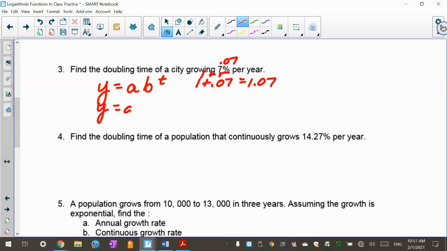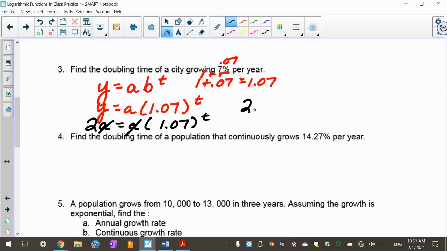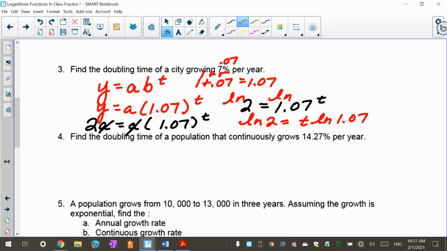So I have y equals a times 1.07 to the t. They gave me the rate, so that makes it easy. Now when I actually solve it, I can say 2a equals a times 1.07 to the t. So I have 2 equals 1.07 to the t. Now I can natural log both sides. So I have the natural log of 2 equals t times the natural log of 1.07. So t is going to be the natural log of 2 divided by the natural log of 1.07. And when I do, I get roughly 10.2 years.